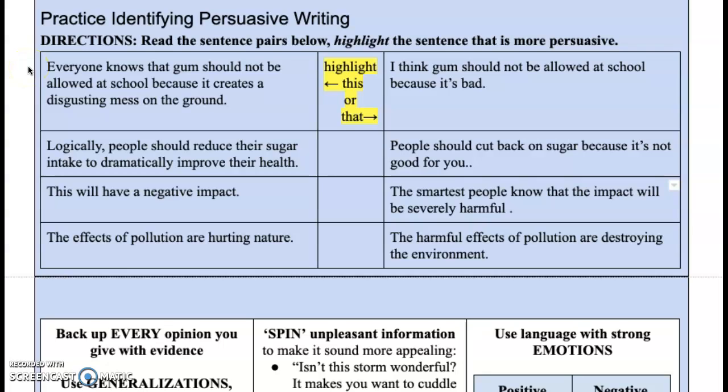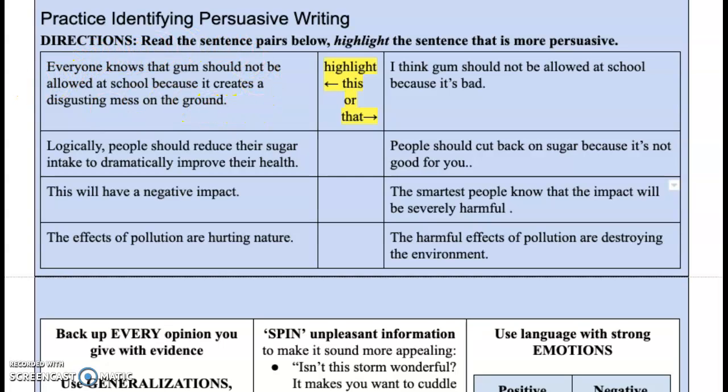Now let's practice identifying persuasive writing. The directions for this practice are: read the sentence pairs below, highlight the sentence that is more persuasive. So we're going to look at this sentence on the left and then this sentence on the right, and we'll highlight the one that is more persuasive. We'll do this first one together.